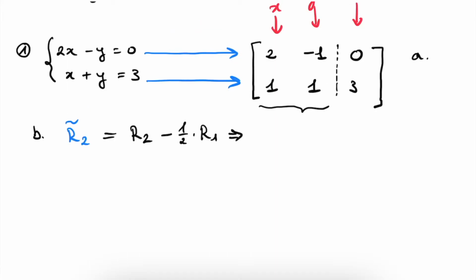Let's see how this goes in practice and what our resulting matrix will become. The first row simply remains the same because we are not altering it. So let's just copy it.